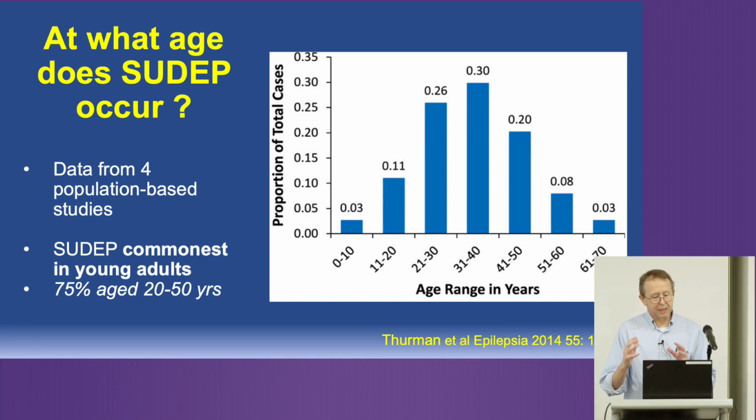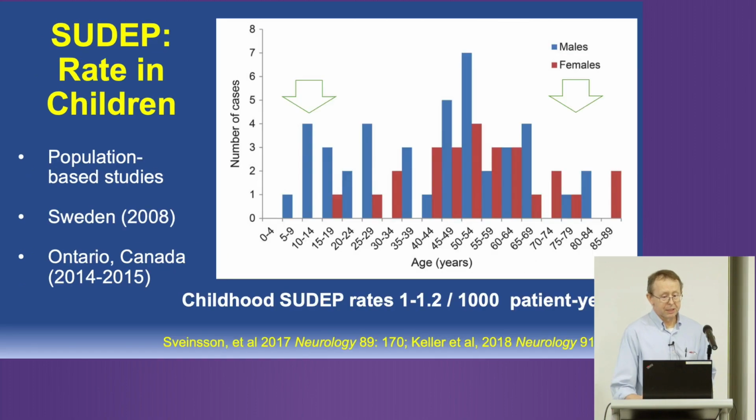So when does it occur? Well, this is based on quite a number of studies, but overall it's a young adult's disease. It occurs between about the age of 15 and 50. If you look at that graph, the vast majority are in the 20 to 30, 30 to 40, 40 to 50, 75% are in that group. But it does happen in kids, and the rate in kids is not much lower actually. When you look at children under the age of 16, the rate's about 1 per 1,000 patient years, so not a lot different. Certainly being a child doesn't protect you from SUDEP.